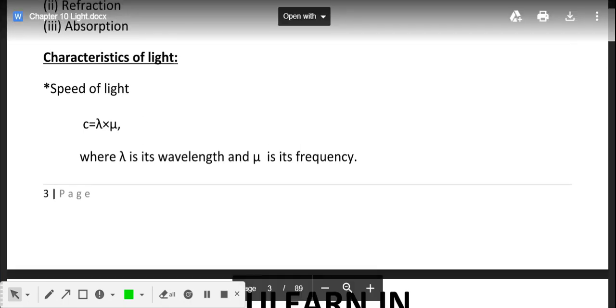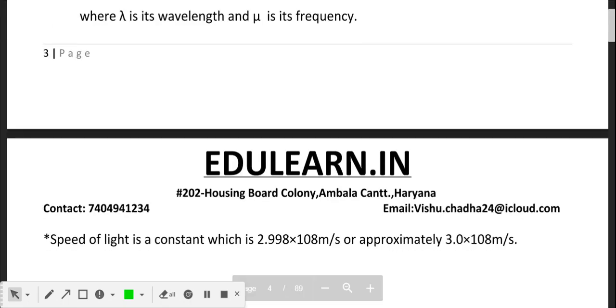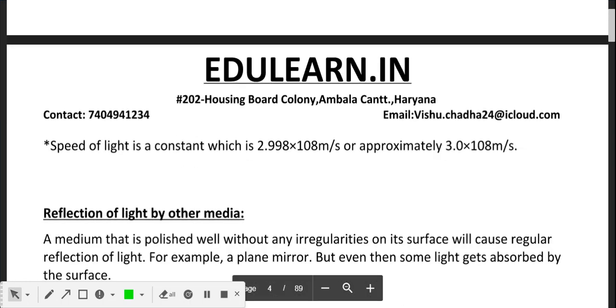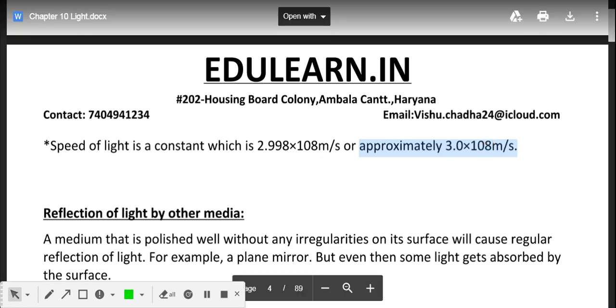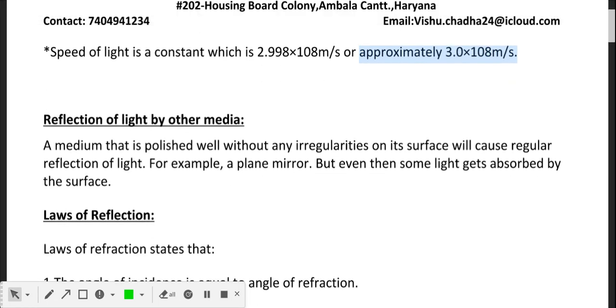For every color of the light, the wavelength and frequency will vary, right? For example, green has some wavelength, and yellow has some other wavelength and frequency. It can vary along with the colors. Speed of light is a constant, which is exactly this, but we usually take approximately 10 raised to the power 8 meter per second.